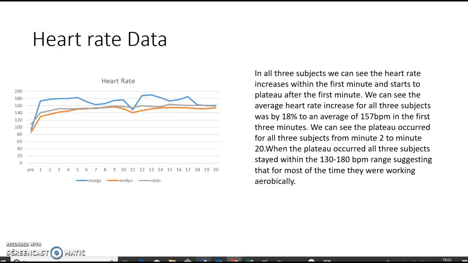The heart rate data in all 3 subjects, we see an increase in heart rate within the first minute, which then plateaus after the first minute. There was an 18% increase, so an average of 150 BPM in all 3 subjects. We can then see all 3 subjects plateaued from minute 2 to 20, and they all stayed in the 130 to 180 beats per minute range, suggesting they were working aerobically for most of the time.